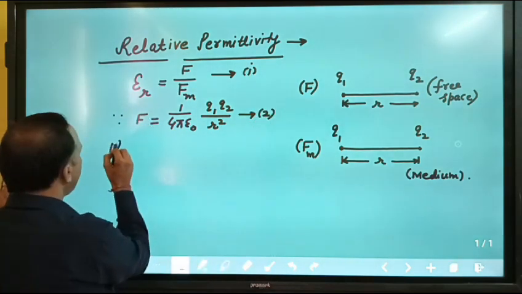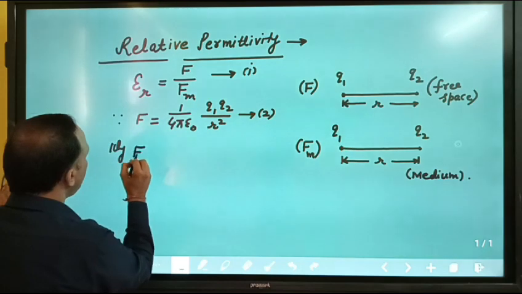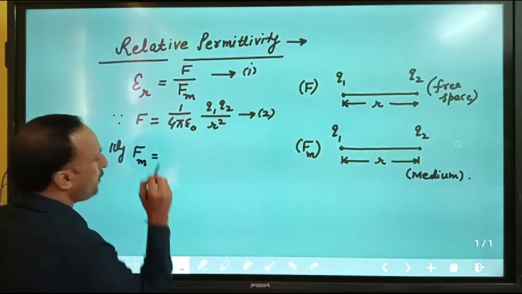And similarly, I can calculate the force between two point charges when they are kept in a medium.